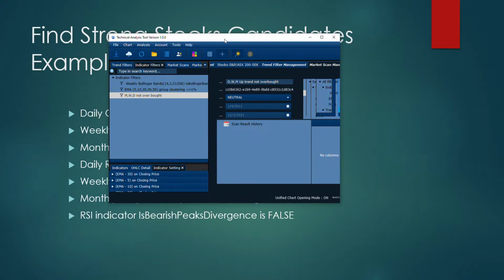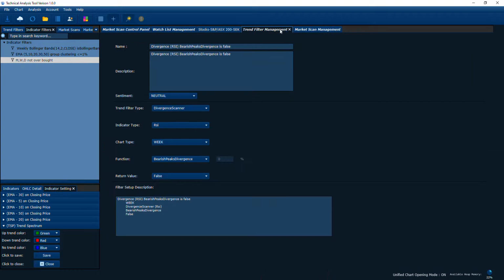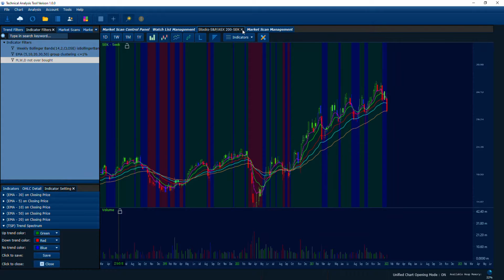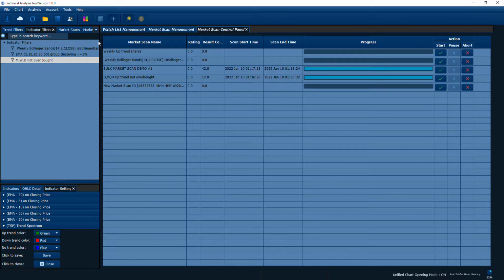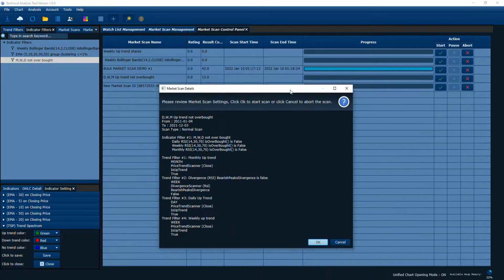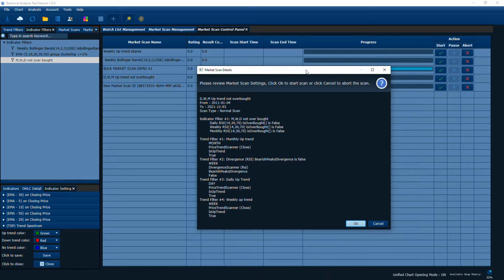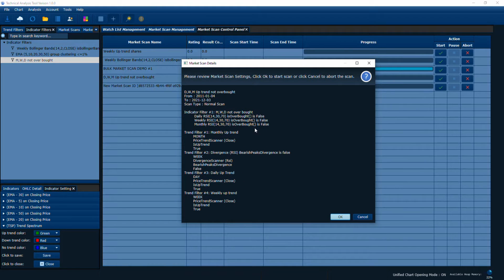Okay, now the last step we want to do is close all of those. Then we actually run the market scan. If you want to run the market scan, you need to go into the market scan control panel and pick the market scan we're going to run, which is DWM uptrend not overbought. I already ran it, but it doesn't matter, I can run it again. When I click that star button, a market scan detail summary page will display for us to review.